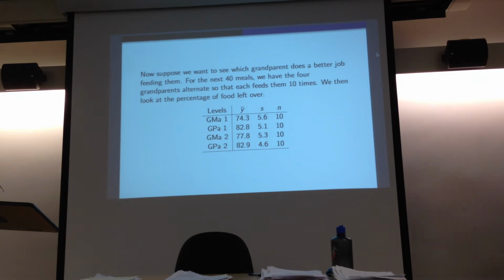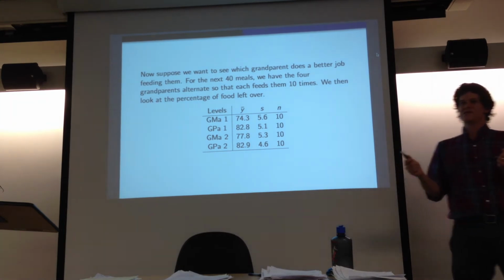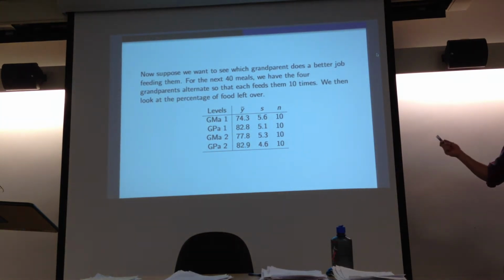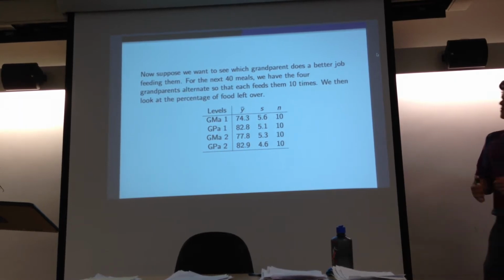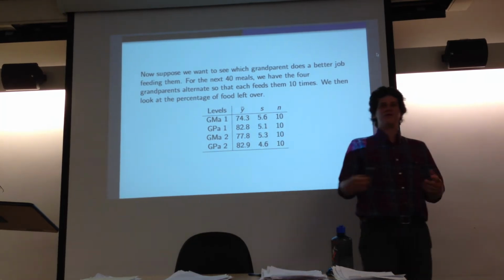try another one here. So now suppose we want to see which of the 4 grandparents does a better job of feeding these babies. So for the next 40 meals, we have the 4 grandparents alternate feeding the bottles. So each grandparent feeds both babies 10 times. And then we look at the percentage of food left over. So these means are the mean amount of food left over, right?